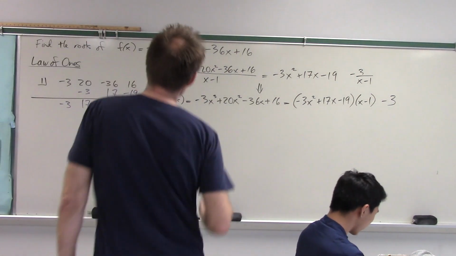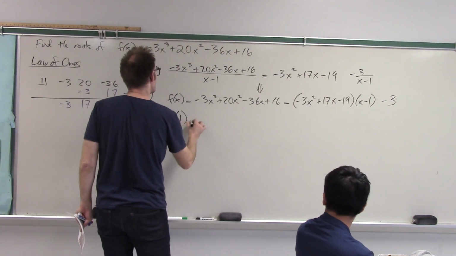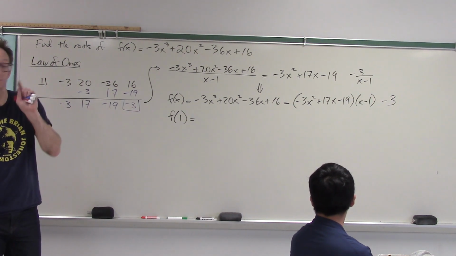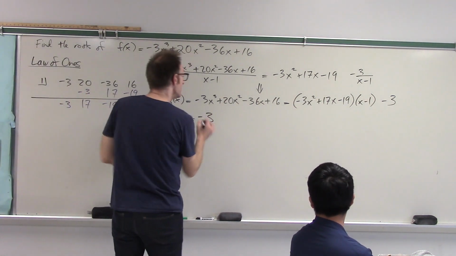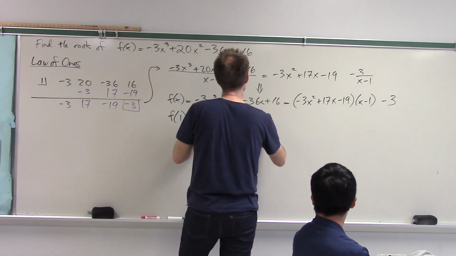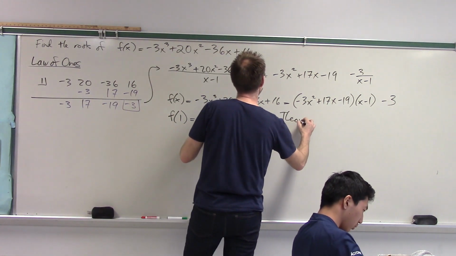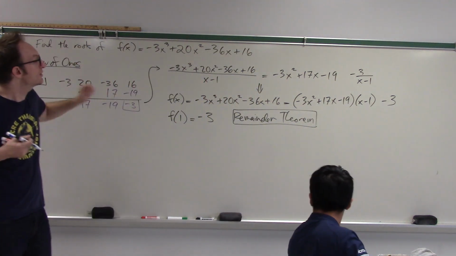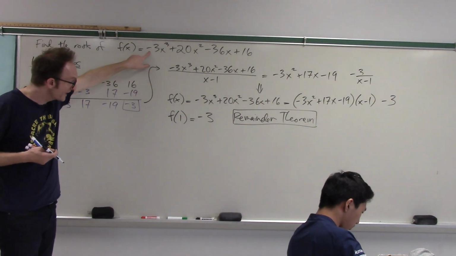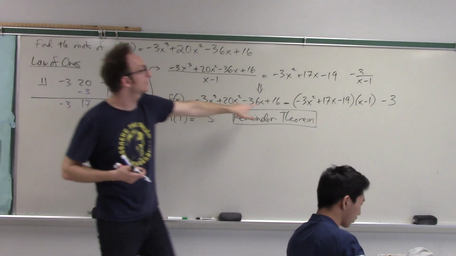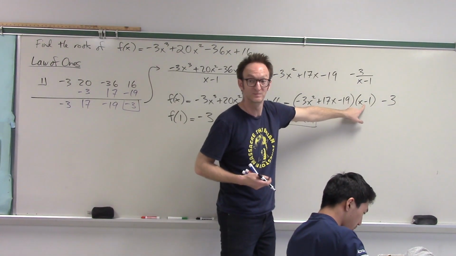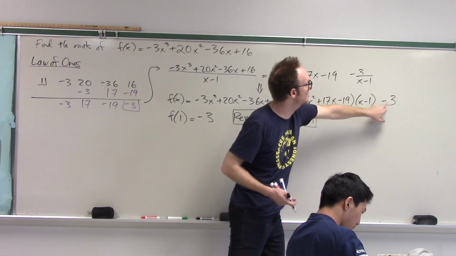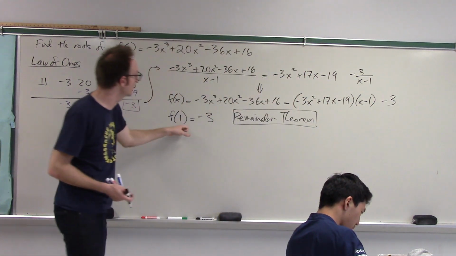And therefore, what have I learned about what happens when I plug 1 into this function? What do I get back? Negative 3. Yeah. This is something that's known as the remainder theorem. The remainder theorem says if you have a polynomial and you divide that polynomial by x minus 1, which is what we did, and you get a certain remainder, negative 3, then negative 3 just is the value of that polynomial when you plug in 1.